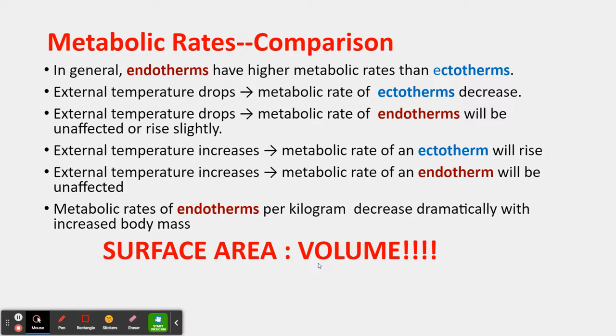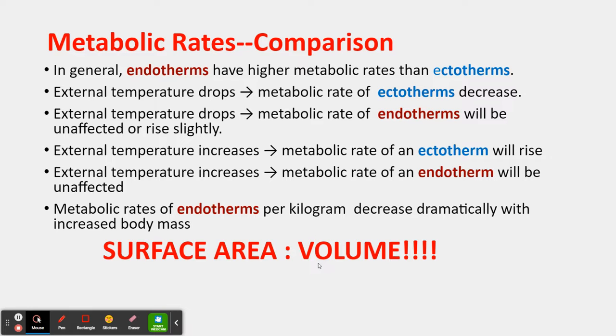Okay, so when we compare these two, again, as we saw in the pivot lab, the endotherms have much higher metabolic rates than the ectotherms overall. And we saw that when the external temperature drops, the metabolic rate of the ectotherms decreased. And we saw a slight increase in endotherms, but it really wasn't all that much compared to what their normal metabolic activity was. Same thing with the opposite. When the external temperature increases, the metabolic rate of the ectotherm will rise, and there will be little to no change in the endotherm.